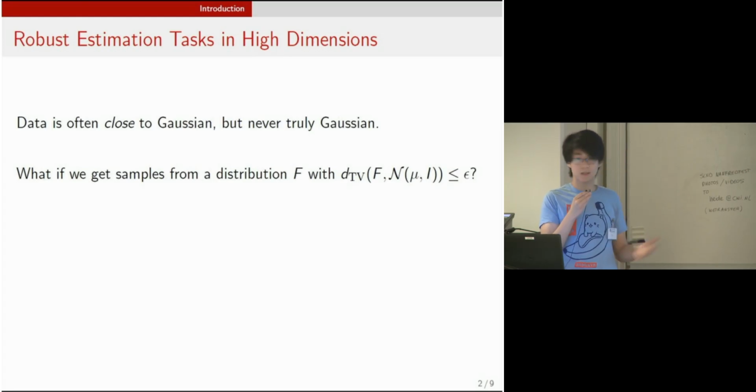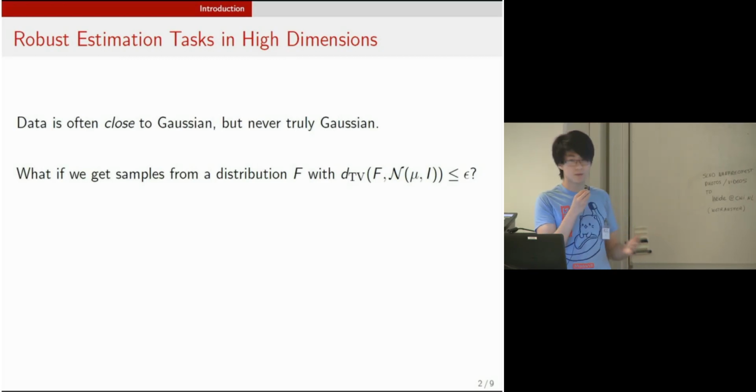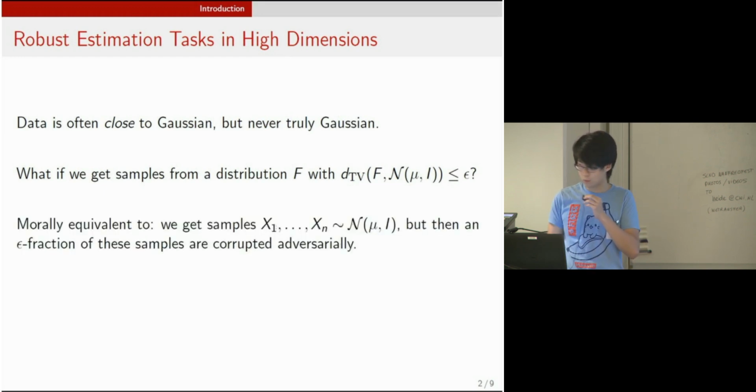In reality, we're never actually going to get samples from a true Gaussian. We're going to get samples from some distribution which is close, say in TV distance, to this Gaussian. So what if we get samples from some distribution with TV distance epsilon from one of these Gaussians?